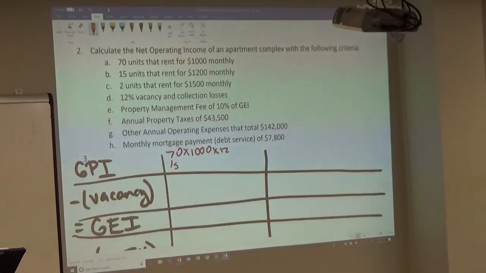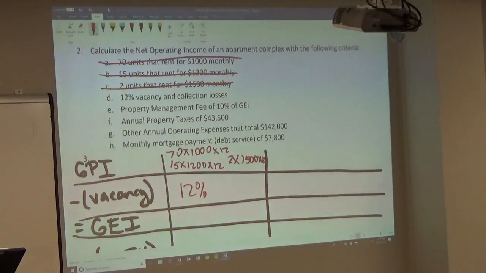We've got 15 units times $1,200 a month times 12. And we also have 2 units times $1,500 a month times 12. So that's all of our notes on it. We've taken care of A, B, and C right there. We also have 12% vacancy and collection losses. So we're just going to put 12% here on this line. Okay? We're done with that.